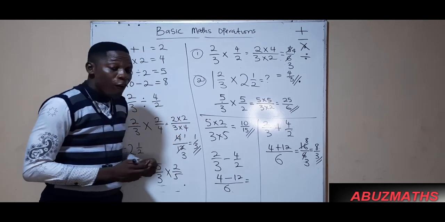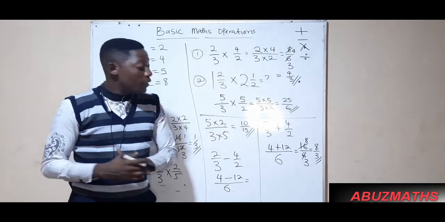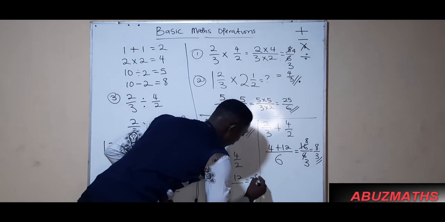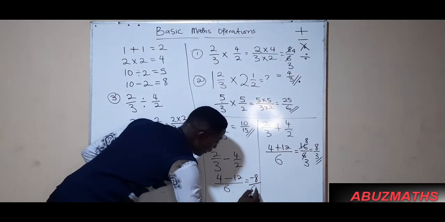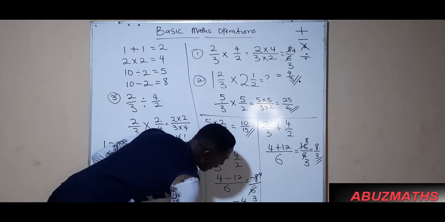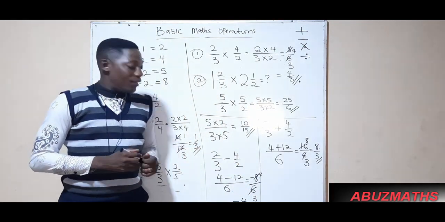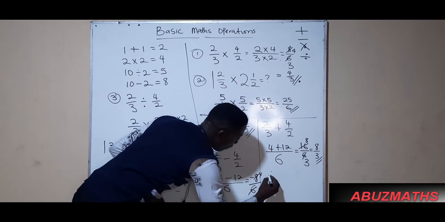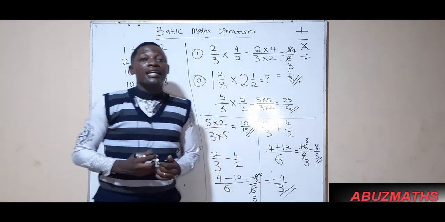Now, what do I have here? 4 minus 12. That means a positive 4 minus 12, so that would be a negative 8 over 6. Yeah, I can still cut this down. So this will give me 3 here, and this will give me 4 here. So I have a negative 4 over 3 as my final answer. Alright, I think this is my blind spot. So you have a negative 4 over 3, and that is my final answer.